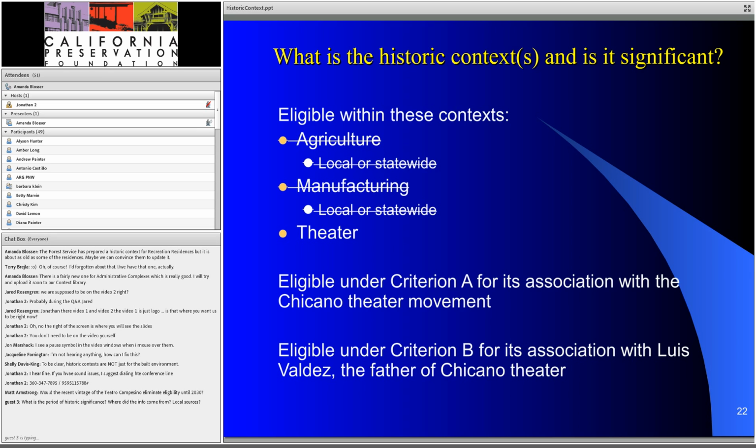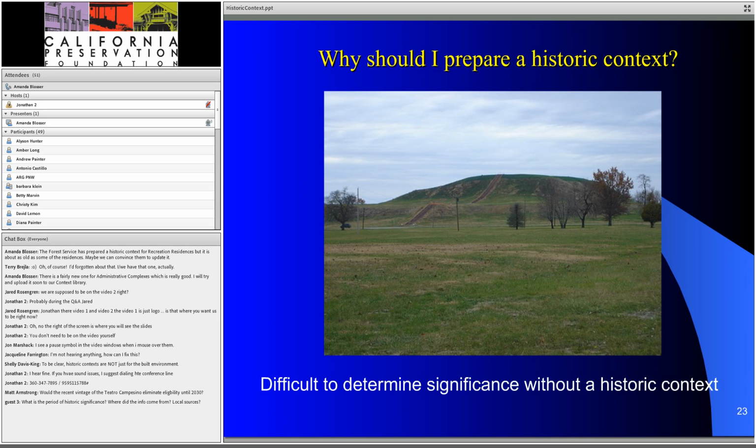And the info came from, about the spinach packing plant, we found the info in the local historical society. We've talked to Luis Valdez. He still happens to be alive and producing plays, and so we've done some interviews with him as well. So hopefully that answers the questions in the chat. So I'm going to move on so that Jay can start his presentation. But here's our prehistory example.